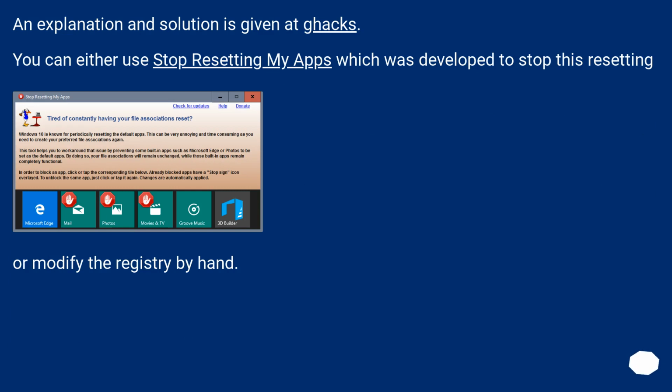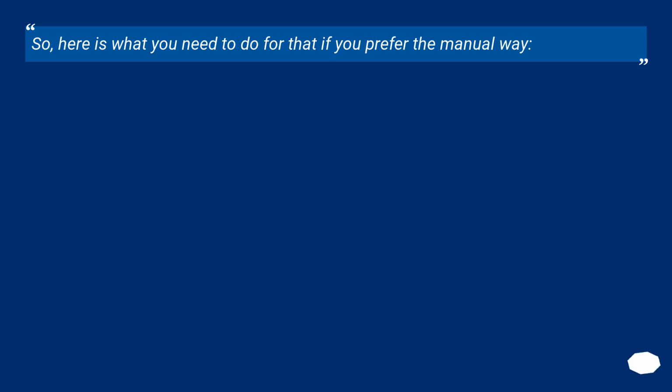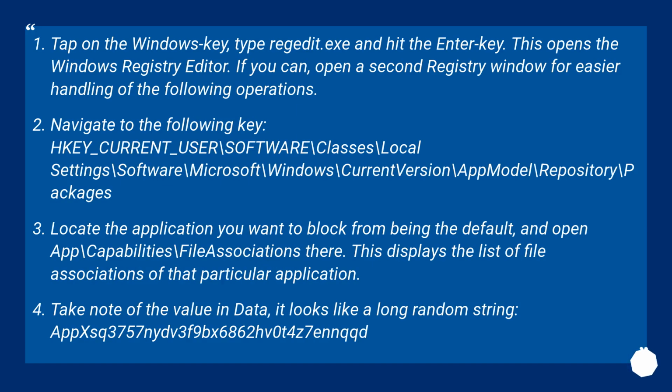An explanation and solution is given at GHacks. You can either use Stop Resetting My Apps, which was developed to stop this resetting, or modify the registry by hand. So, here is what you need to do if you prefer the manual way. Tap on the Windows key, type regedit.exe and hit the Enter key. This opens the Windows Registry Editor.